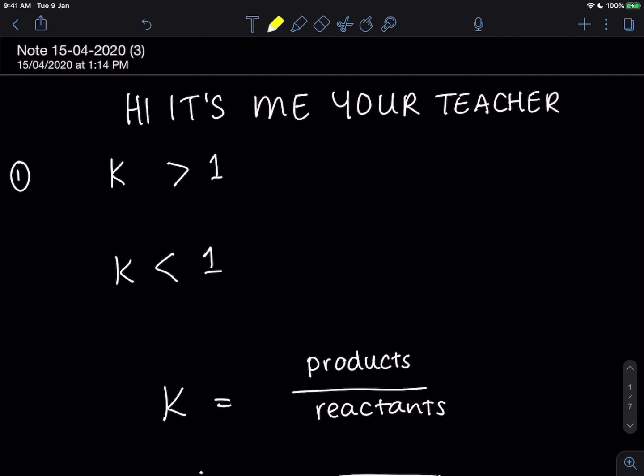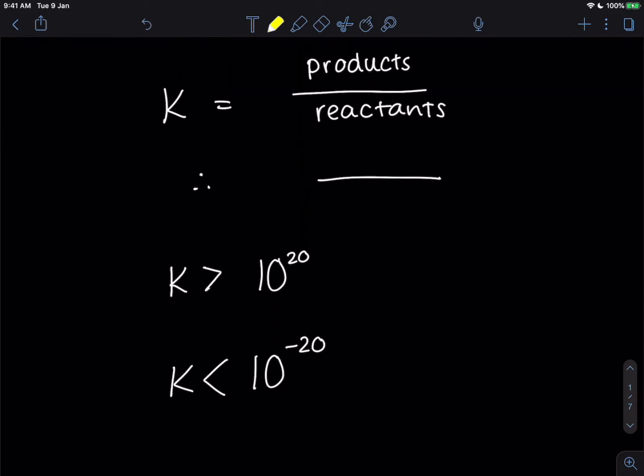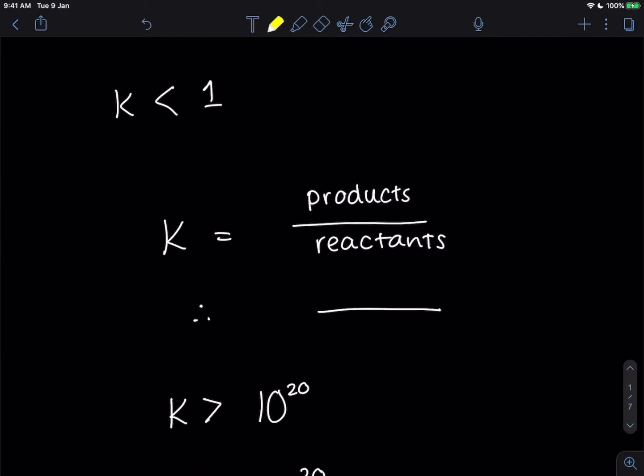So looking at the size of K and the position of equilibrium, so whether products or reactants are favored in certain environments, and looking at Le Chatelier's principle. Let me just check myself. Yes, I am doing all of those things today.